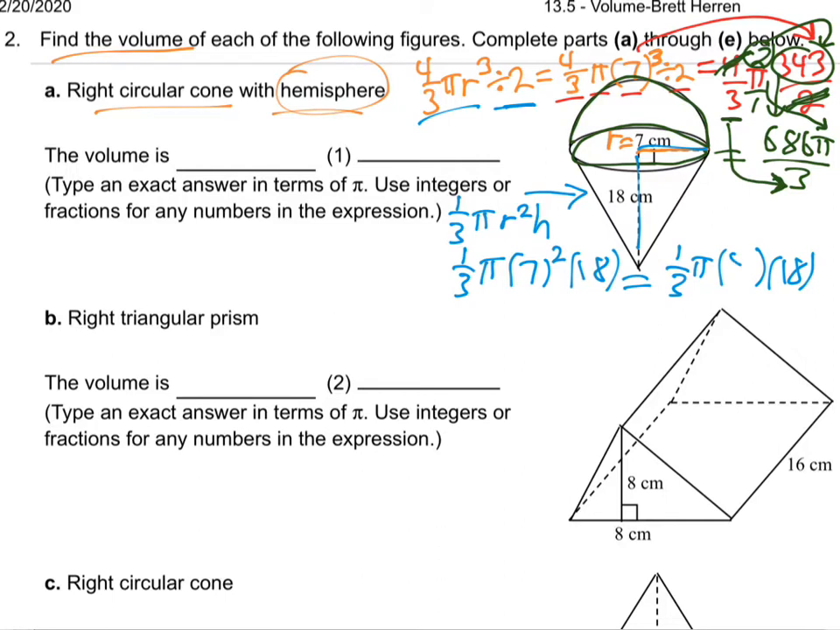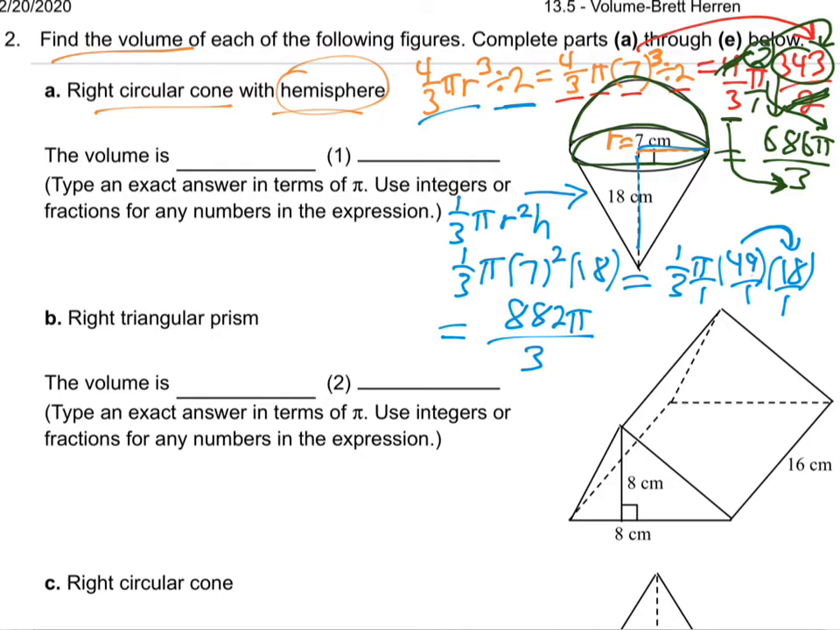Now this 49 is over 1, 18 is over 1, and pi is over 1, and the 3 goes to the bottom, right? So this will be 49 times 18. Let me do a better job here of this. So it's going to be 49 times 18. That's 882 pi over 3. So there's the volume of that.